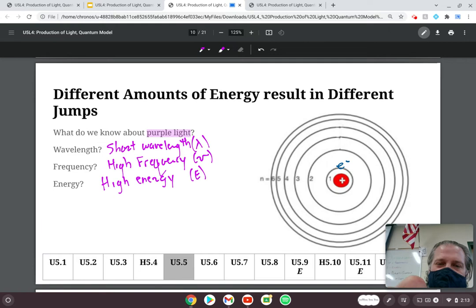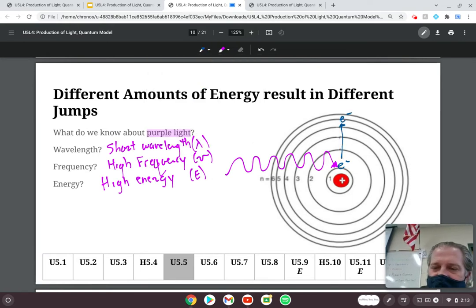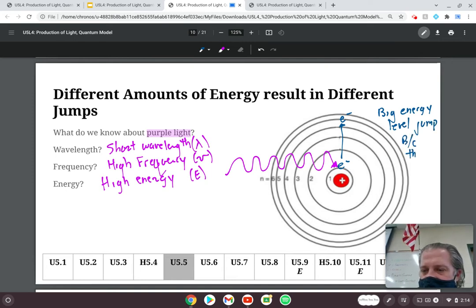Now, what this would look like potentially is if I was to draw my wave coming in, 3, 4, 5, 6. Okay, this electron will jump up to, say, this energy level here. So we're going to say that this is a large jump, because the electron absorbed high energy.